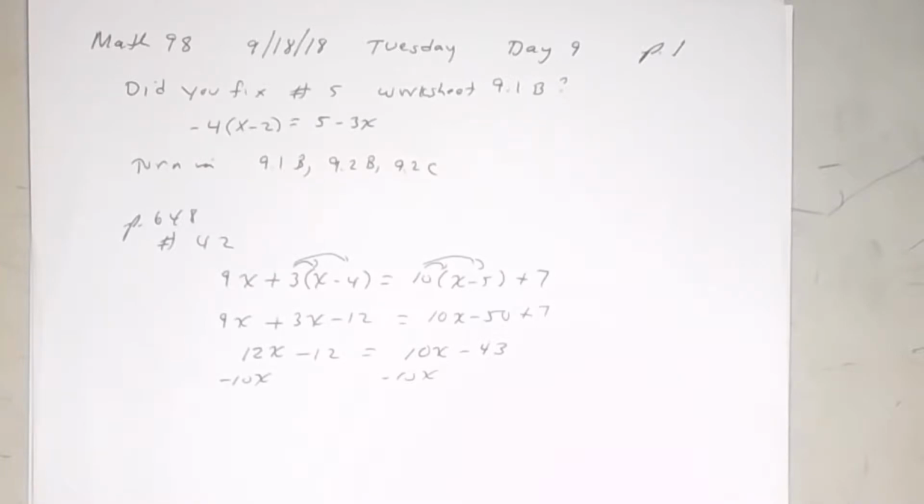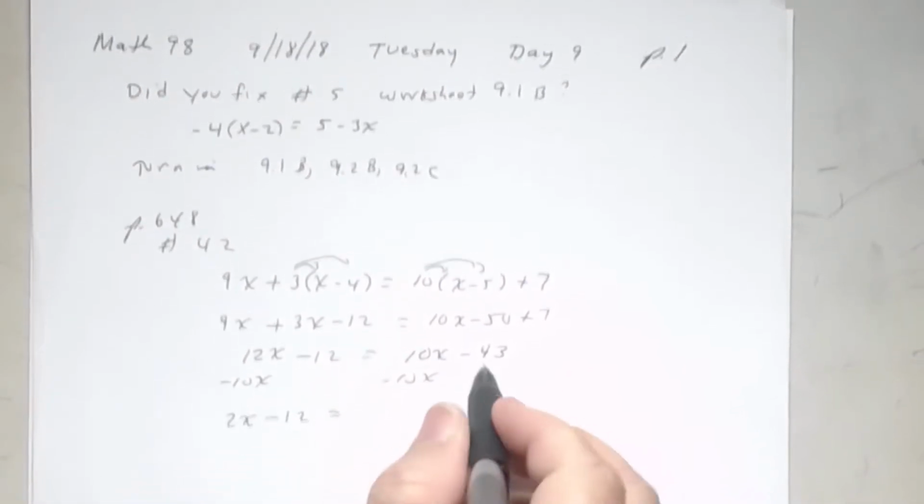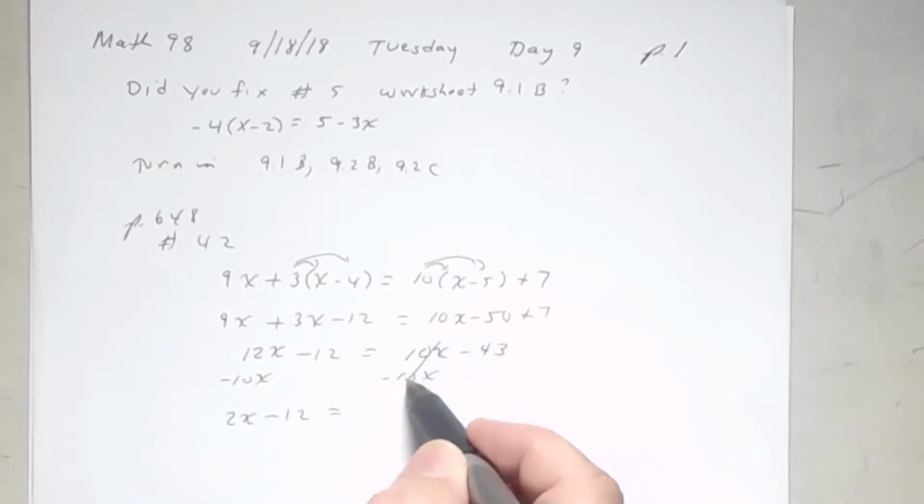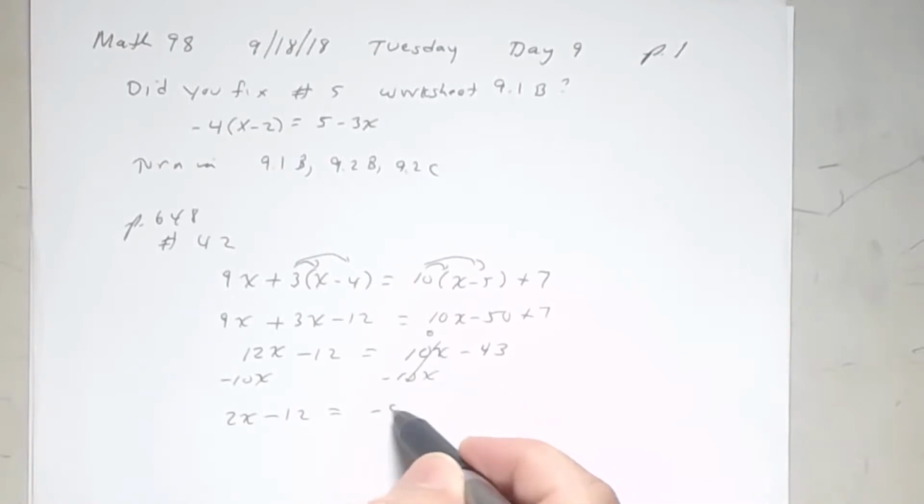Okay, what is that? Combine like terms, what we're using. Okay, you got to say combine like terms. So 12x minus 10x is 2x minus 12 equal. Now what's going to be on this side? Yeah, because 10x minus 10x is 0, and you get negative 43.